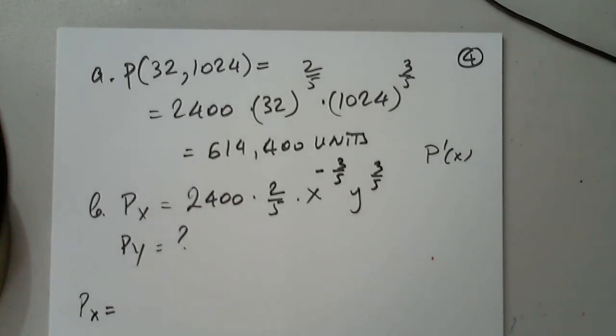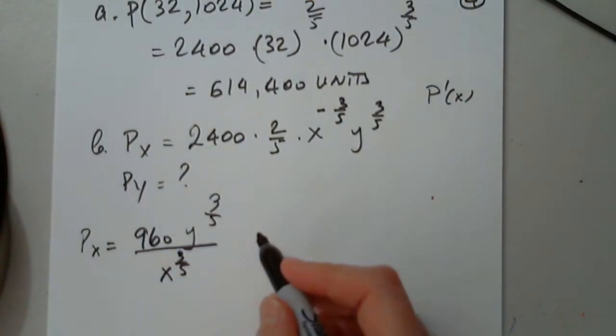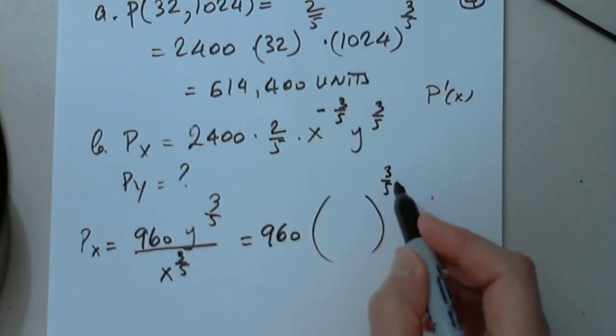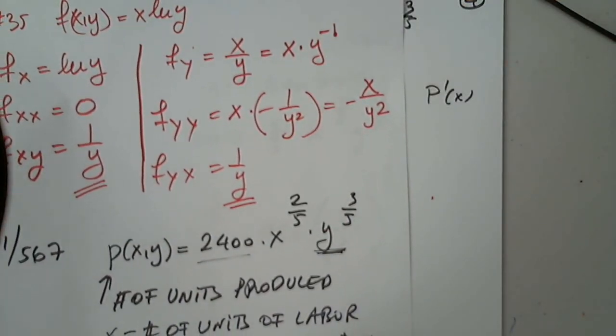So what do I get when I multiply? This is 4800 divided by 5. Always correct my numbers. I got 960. Let me know if it's wrong. So y to the 3/5 over x to the 3/5. Yes, we like to write it like this, only because these two powers are the same. Otherwise, I cannot. So this is the marginal productivity, the partial derivative with respect to x, when the number of units of capital is considered fixed.